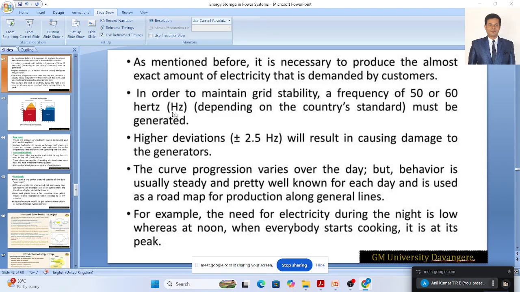Okay, I was talking about how, in order to maintain grid stability, right, a frequency of 50 or 60 hertz is used, depending upon the country. In India, we are using 50 hertz. In the US, they are using 60 hertz at 110 volts. We are using 50 hertz at 240 volts.